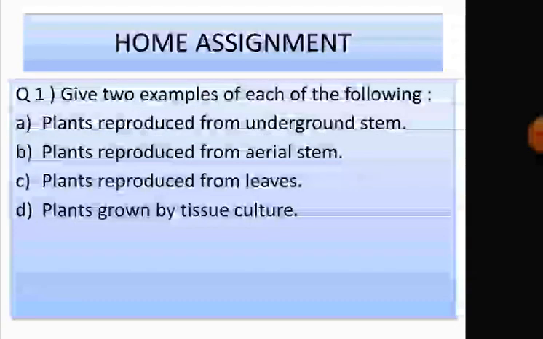Now, some home assignments for you. Question number 1. Give 2 examples of each of the following. Plants reproduced from underground stem. Plants reproduced from aerial stem. Plants reproduced from leaves. Plants grown by tissue culture.